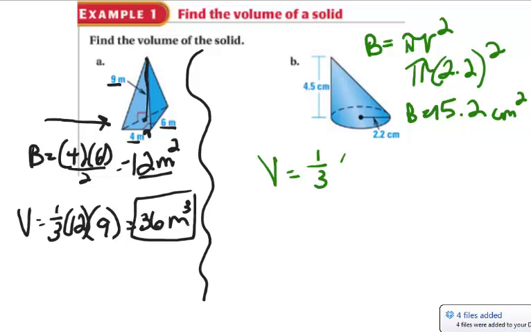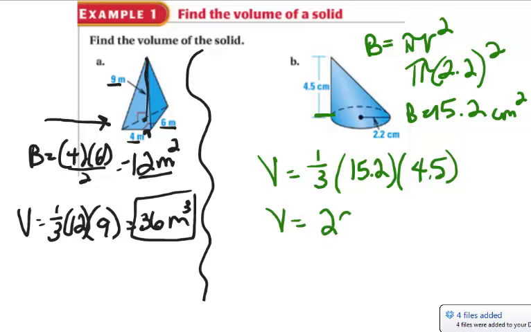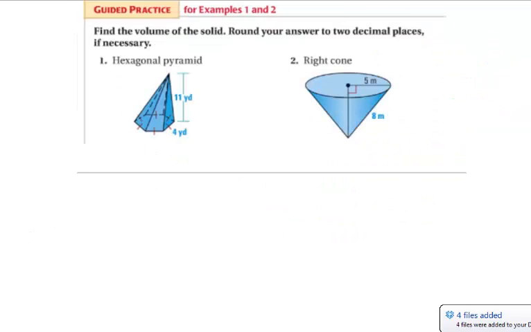Okay, so let's find the volume. Volume equals 1/3 times the area of the base, 15.2, times the height. And again, they give me the height. It's that perpendicular at the base, so 4.5 centimeters. And so my volume is going to be 22.8, and that's centimeters cubed. Okay?